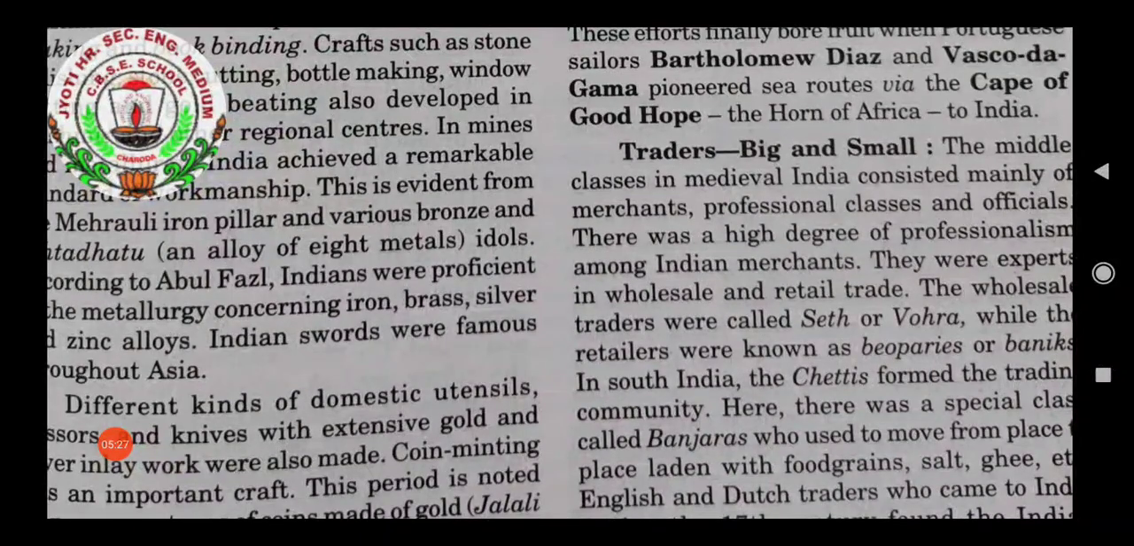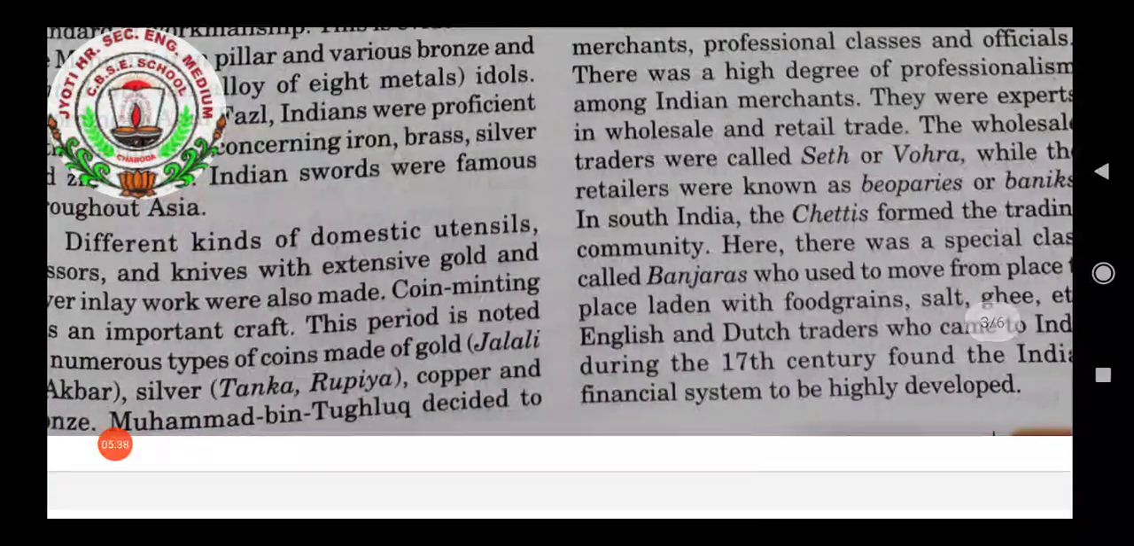Now this wholesale trader had different names. In South India they were called by another name, and in North India they had a different name. In Northern India, the wholesaler or wholesale trader was called Seth or Bora. And the retailers were known as Vyaparis or Baniks. In South India, these traders had a different name. The Chetis were there, and these Chetis formed the trading community in South India.